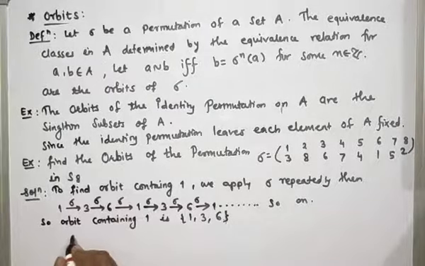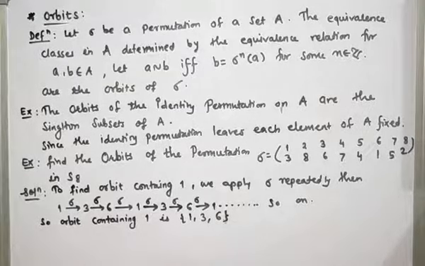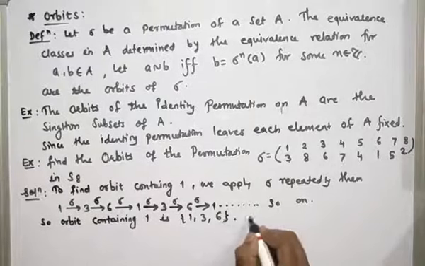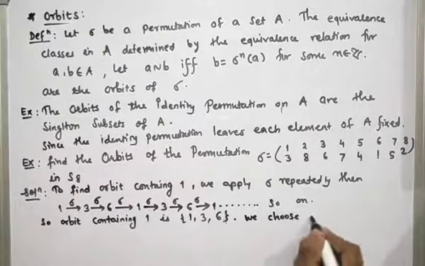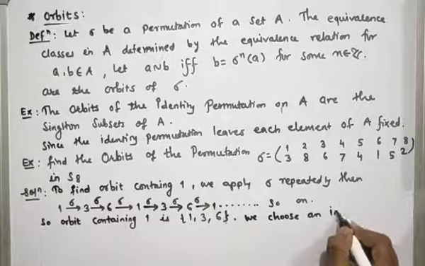So next, the orbit containing 2. What will we get? Now we choose an integer.